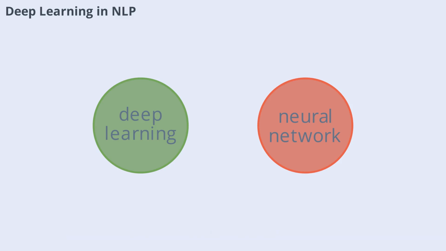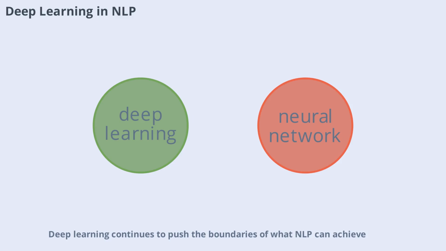Deep learning has revolutionized NLP by enabling computers to understand language at a much deeper level. Neural networks, especially models like transformers, can capture complex patterns and relationships in text. This has led to significant improvements in tasks like translation, summarization, and question answering. Deep learning continues to push the boundaries of what NLP can achieve.